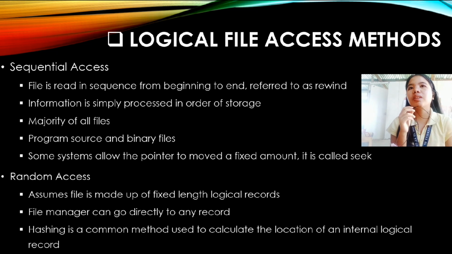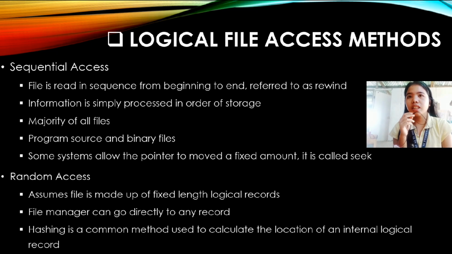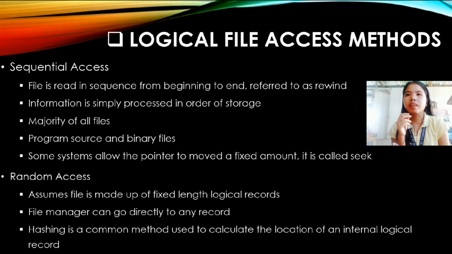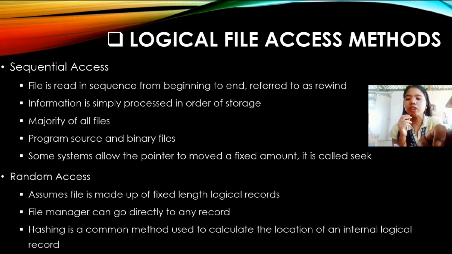There are three types of logical file access method. First is sequential access. File is read in sequence from beginning to end, referred to as a rewind. Next, information is simply processed in order of storage. Third, majority of all files. Fourth, program source and binary files. Fifth, some systems allow the pointer to move a fixed amount. It is called seek. Sequential access is based on a tape model since files can only be read sequentially.